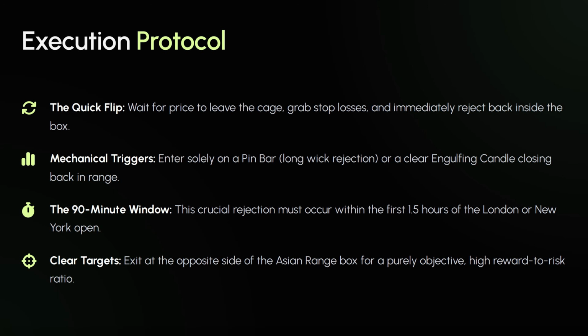But by the way, for the targets, you will use the opposite side of the Asian box. Clear exit, clear entry, high reward to risk ratio, no guessing, just pure execution. The stop loss goes beyond the recent swing high or low that made the second manipulation. So can you imagine yourself doing this every single day? Let's move to the real life examples.